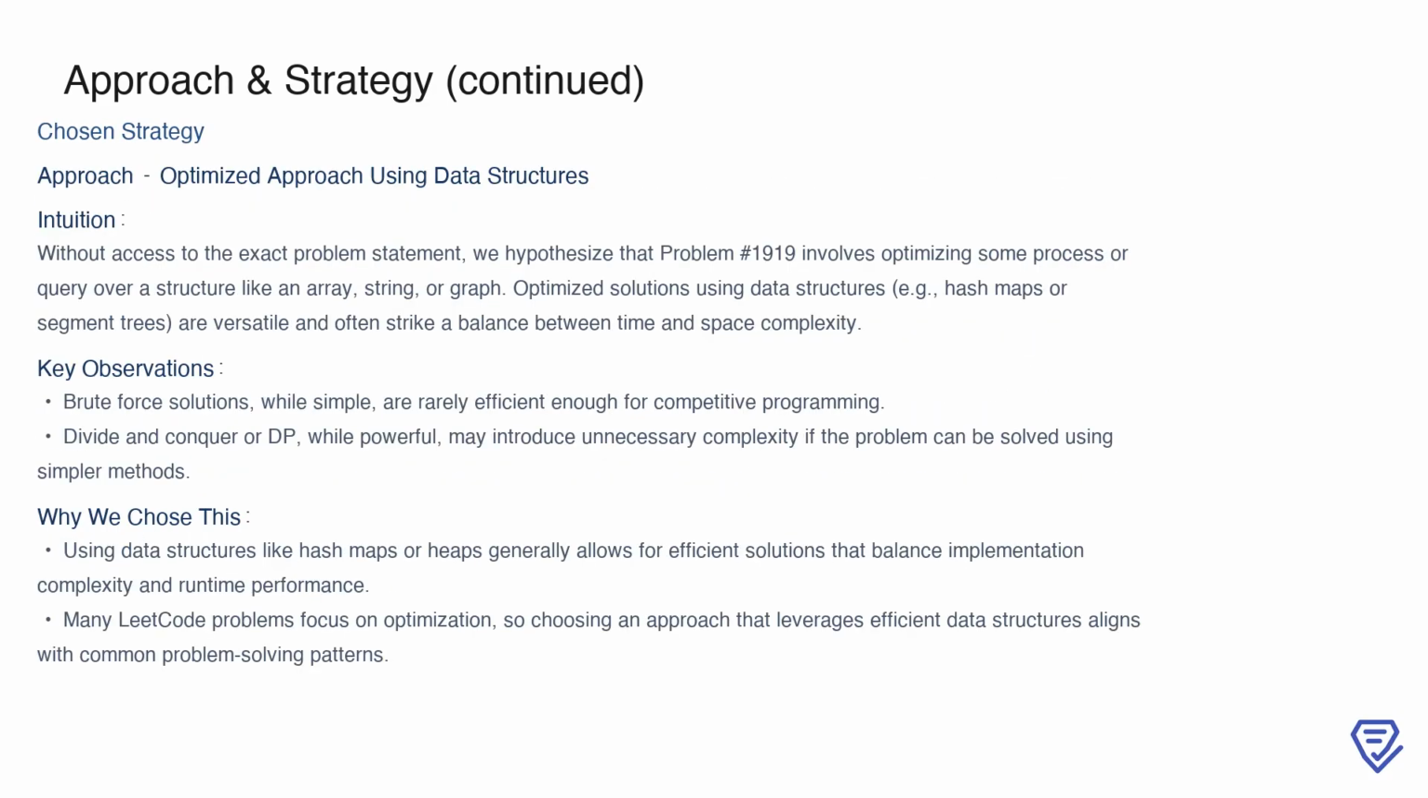Here, we've chosen to focus on the optimized approach using data structures. Even without specific details of problem number 1919, this strategy is a versatile and practical choice for a broad range of algorithmic challenges. The intuition behind this approach is that many problems involve optimizing operations over arrays, strings, or graphs. By leveraging data structures like hash maps, heaps, or segment trees, we can significantly reduce time complexity for common operations such as searching, updating, or querying.